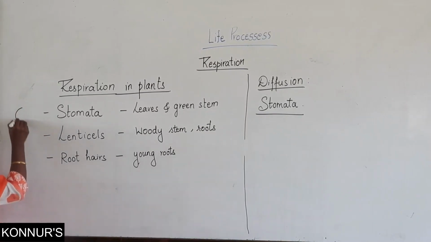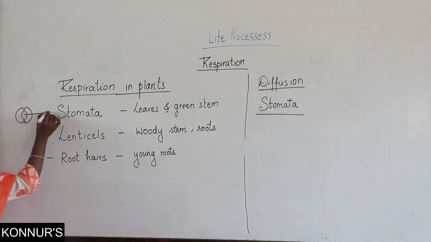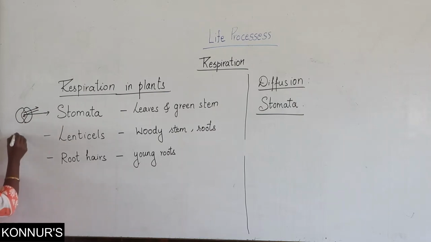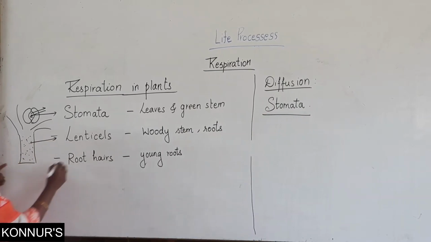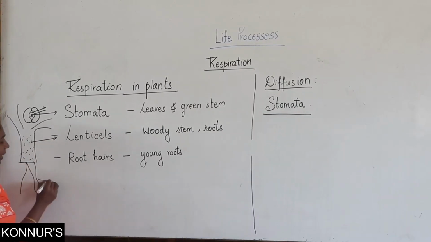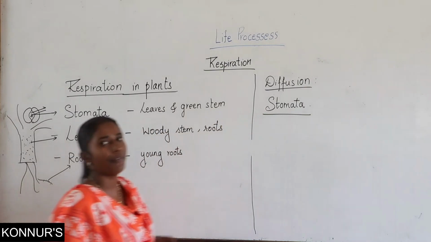Now, as I said, stomata are nothing but openings, tiny pores through which gaseous exchange takes place. Lenticels are also tiny pores. They are present on the woody stem part. And root hairs, which are young, are also made of tiny pores through which the gaseous exchange takes place, and the process by which the gaseous exchange takes place is diffusion.